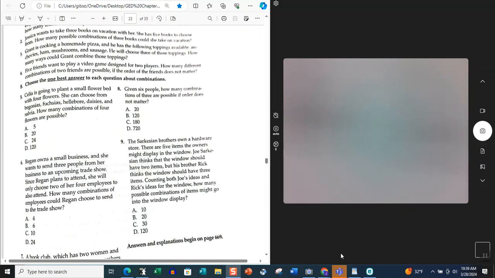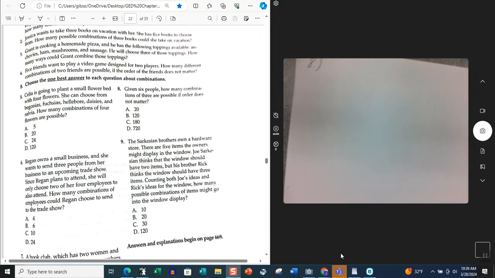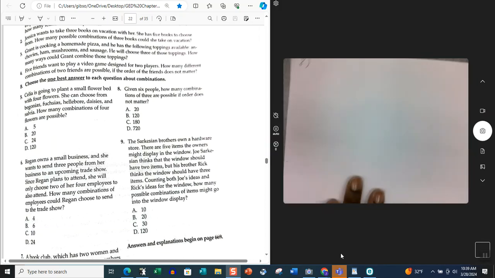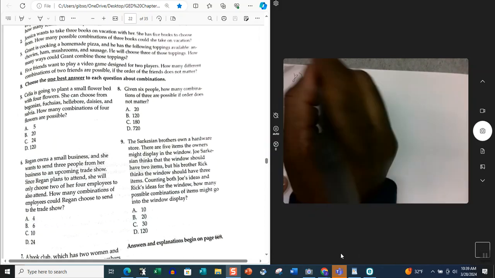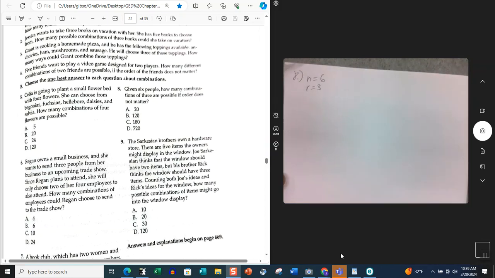Now we're going to move on to problem number 8. And number 8 will be our last problem. All right, with number 8, let me take this up a little bit. So with number 8, it says, given 6 people, how many combinations of 3 are possible if order does not matter? So we have n is equal to 6, and then r is equal to 3.